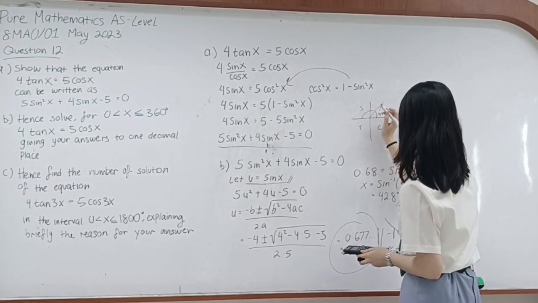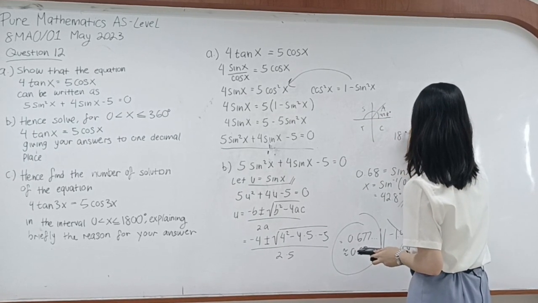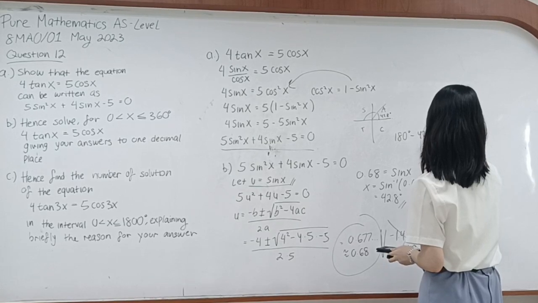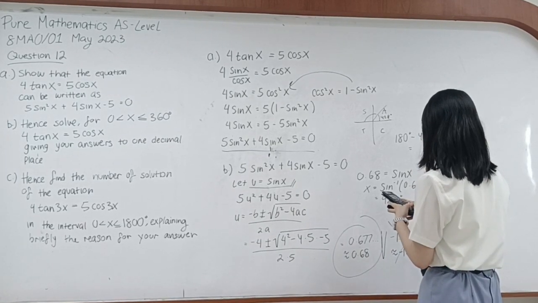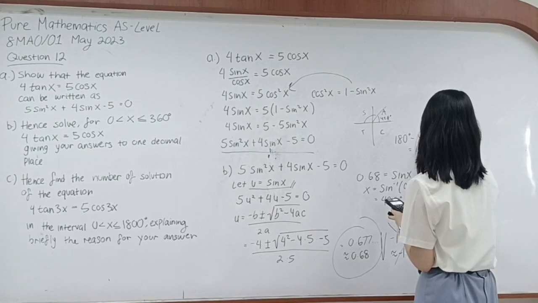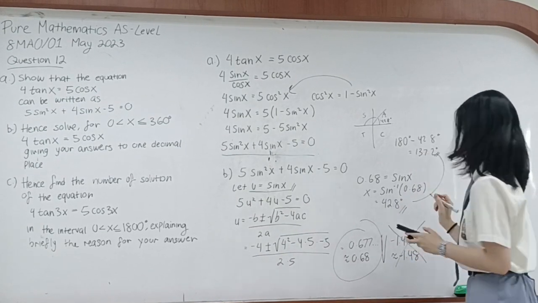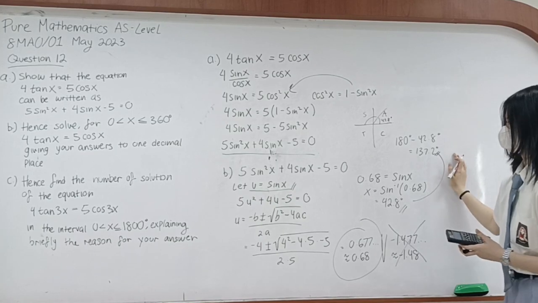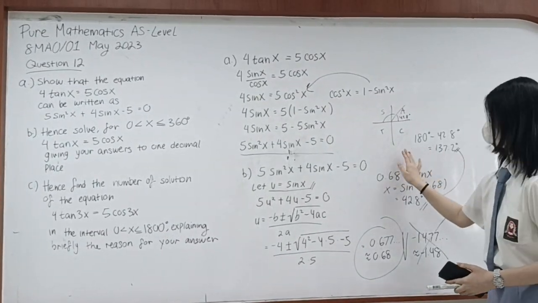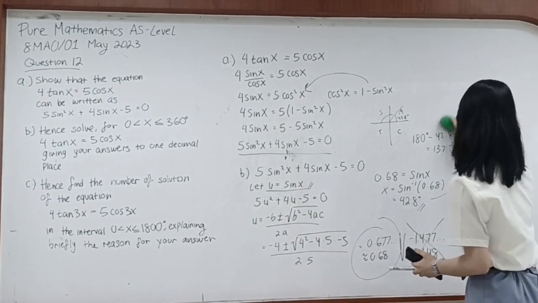To do that, we can simply subtract it from 180. Therefore, 180 degrees minus 42.8 degrees would give us a value of 137.2 degrees. And that would be our second solution to the answer. So, okay, now that we've solved parts A and B, let's move on to part C.